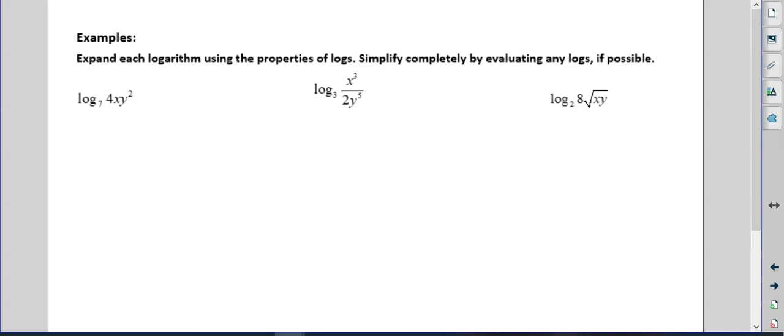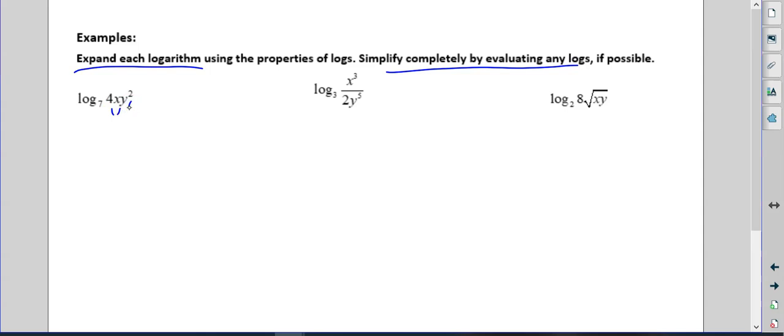Now let's get into this. We're going to expand each logarithm using the properties. Simplify if you can. That goes back to those properties. If there's something like log 2 of 8, 2 cubed is 8, so that would simplify to the number 3. We'll get into that.